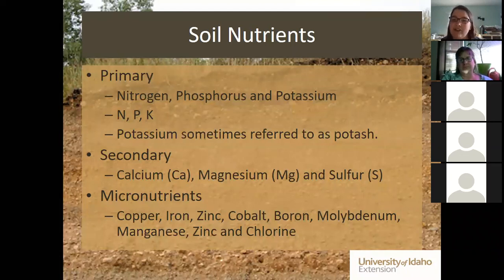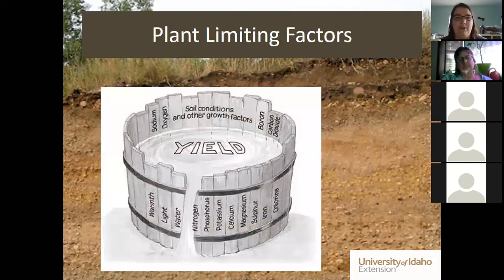Now the secondary nutrients: the main primary ones, if you're short of those, the plants are really going to suffer. Some of the secondary ones are calcium, magnesium, and sulfur. And then you have your list of micronutrients, which are needed in little tiny amounts. Some of these are actually poisonous and harmful to the plants if they're over that little tiny amount. So a little is good and too much is bad on the micronutrients. Those include copper, iron, zinc, cobalt, boron, molybdenum, manganese, and chlorine. Those are all the things that make up a plant, and they're looking to get these from the soils.